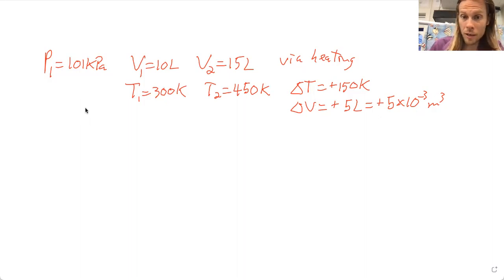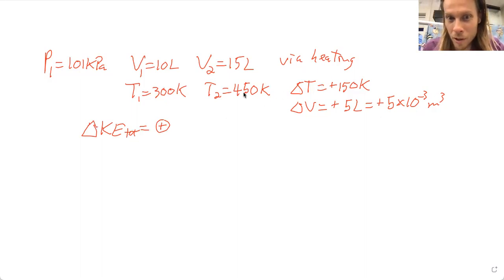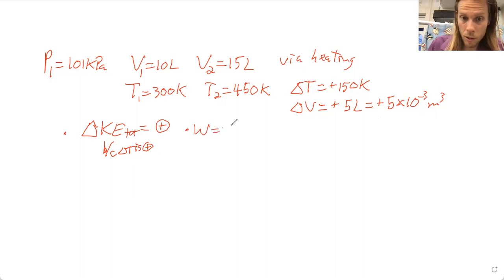You can also do things like this. Delta KE total is what? Careful, just because it's heated doesn't necessarily mean the temperature went up. The temperature went up because the temperature went up. Delta T is positive, temperature goes up. Work is the second. Work is negative P delta V is what?